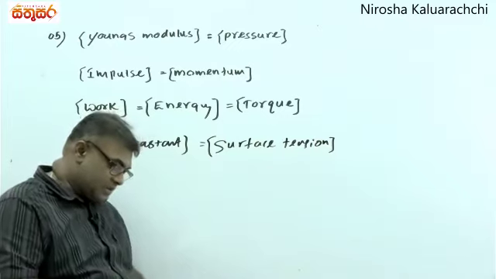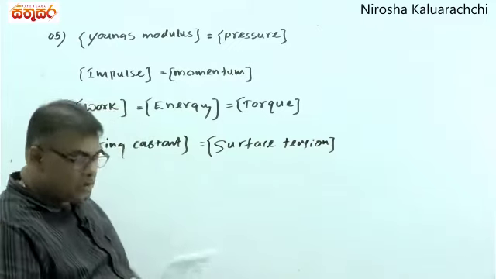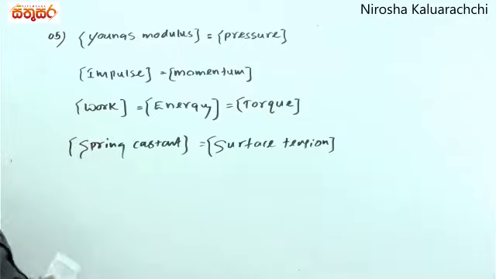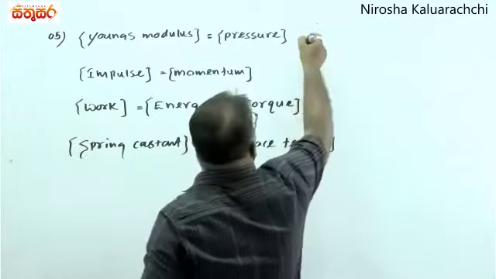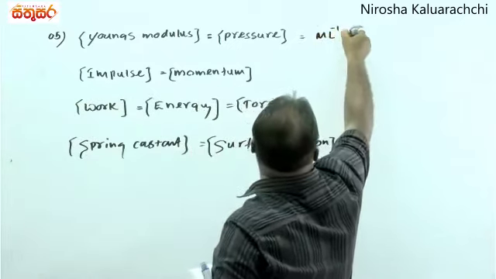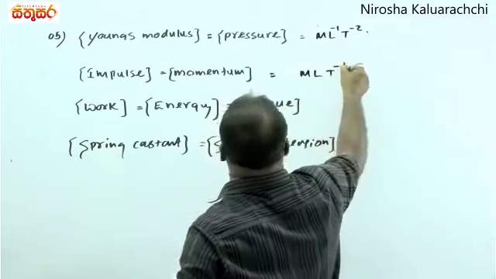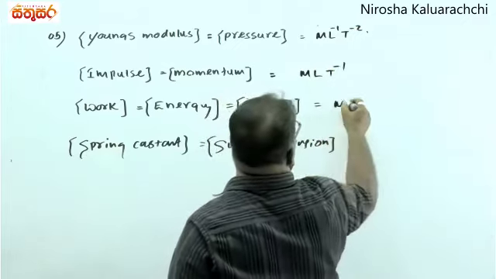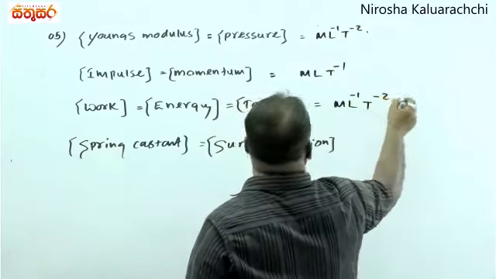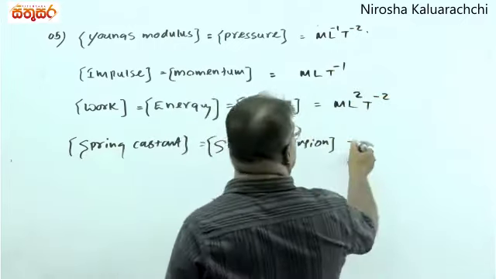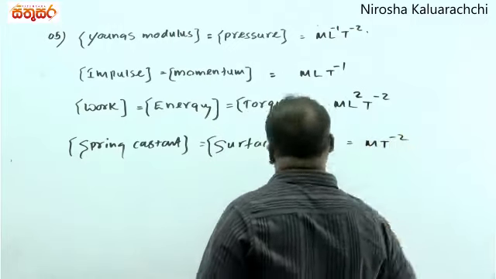Right, similar dimension for coefficient of viscosity, we don't identify, no? Right, then they are the similar dimensions. Can we write them here? M L minus 1 T minus 2 here, M L T minus 1 here, M L minus 1 T minus 2, M L2 T minus 2, spring constant M T minus 2. Done.